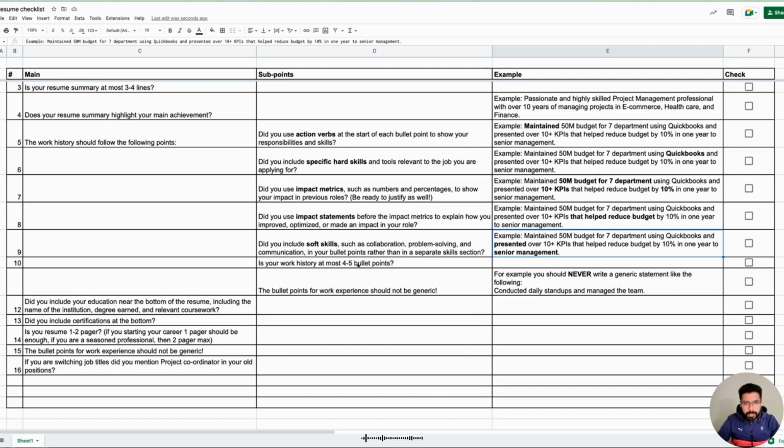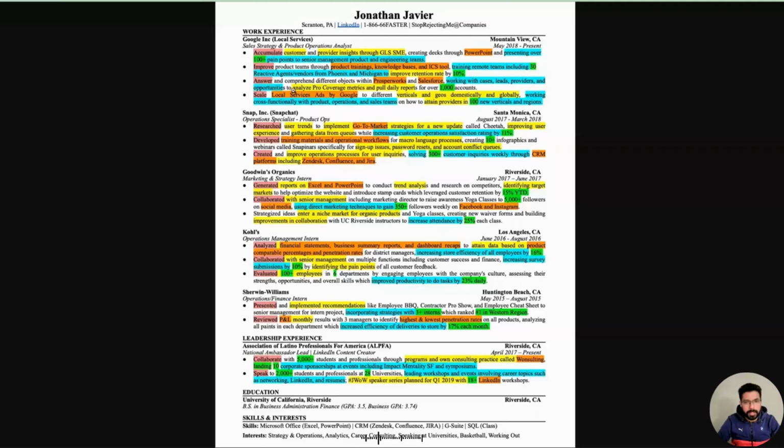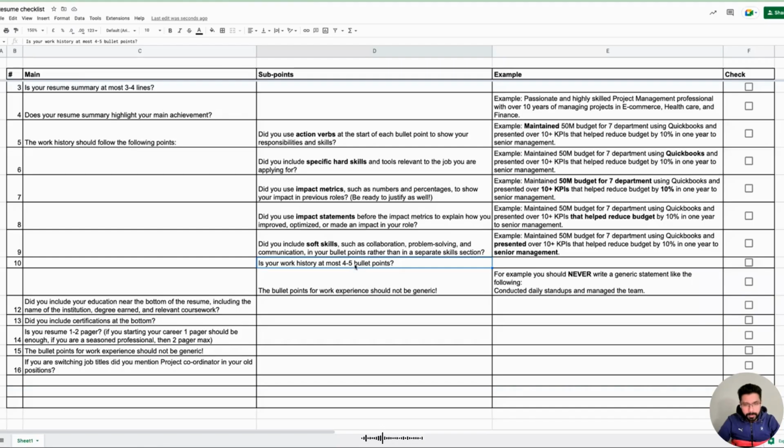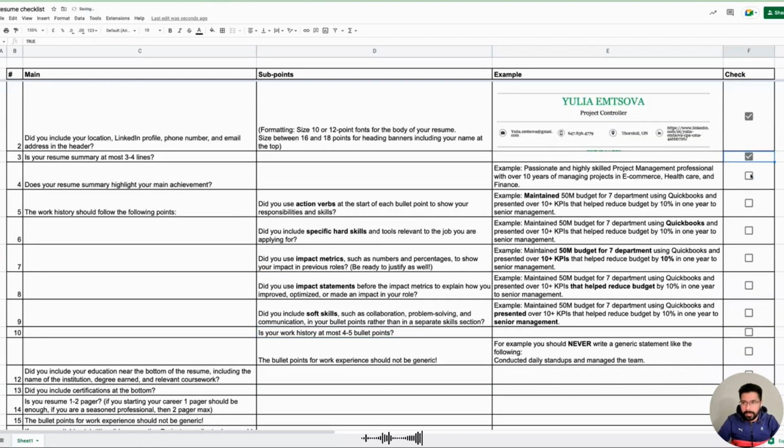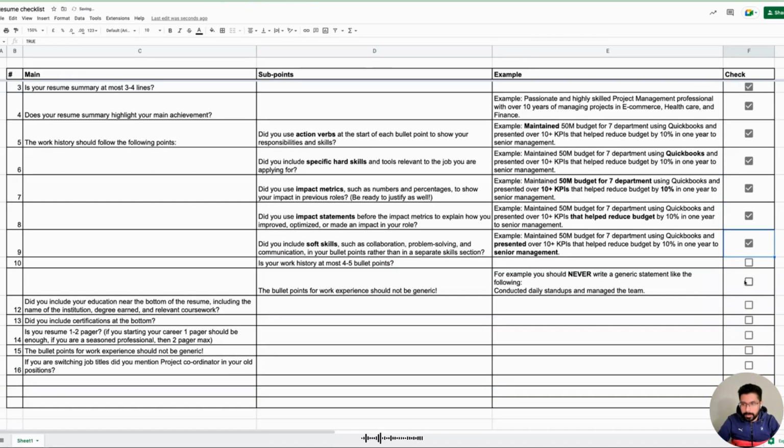And always remember that your work history should be at most 4 or 5 bullet points. Do not add more than 4 or 5 bullet points. As you can see in this example, every work history has 4 bullet points or 3 bullet points at most. So maximum you should go for 4 or 5. That's it. You should not exceed that, right? And as and when you go about these bullet points, keep on checking that everything that you've covered so far is true.